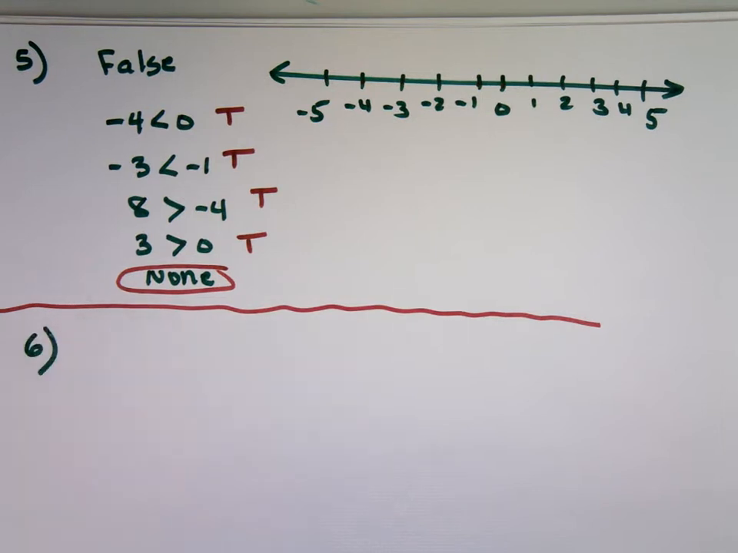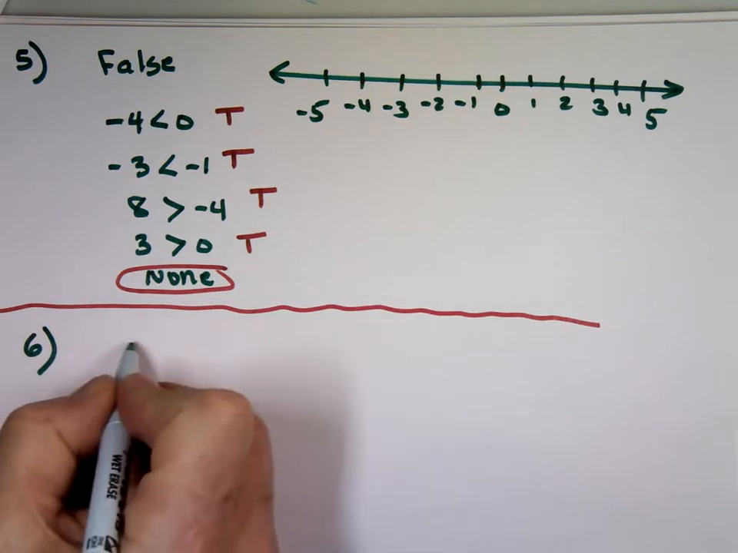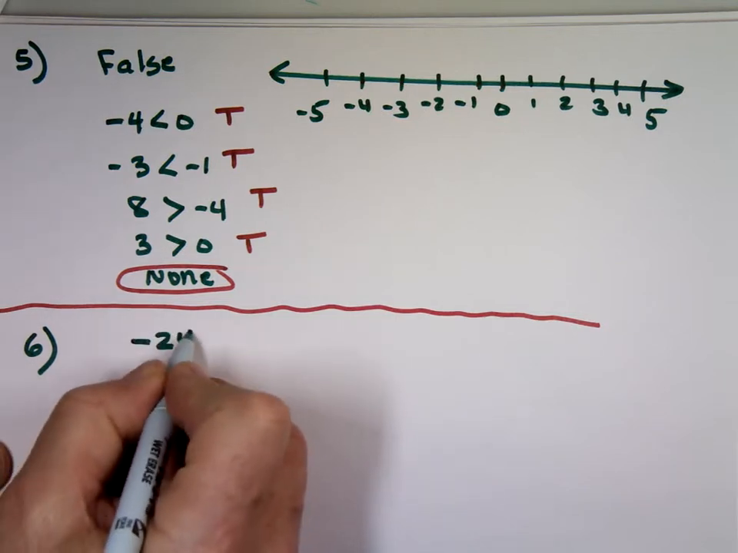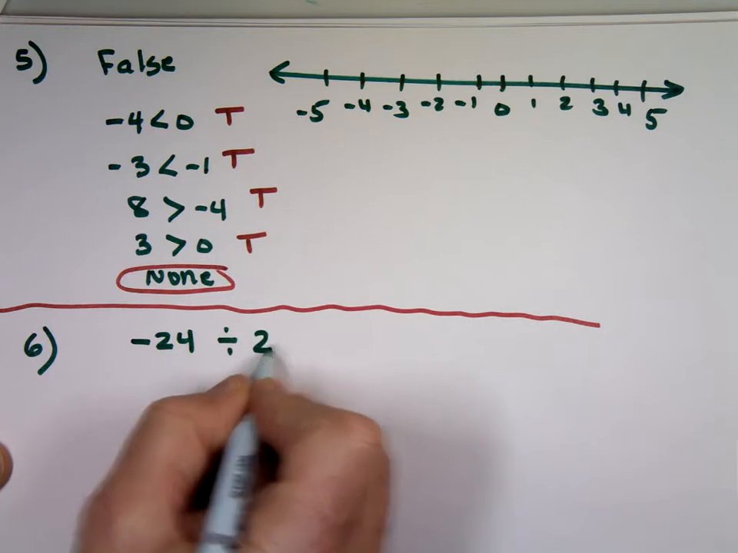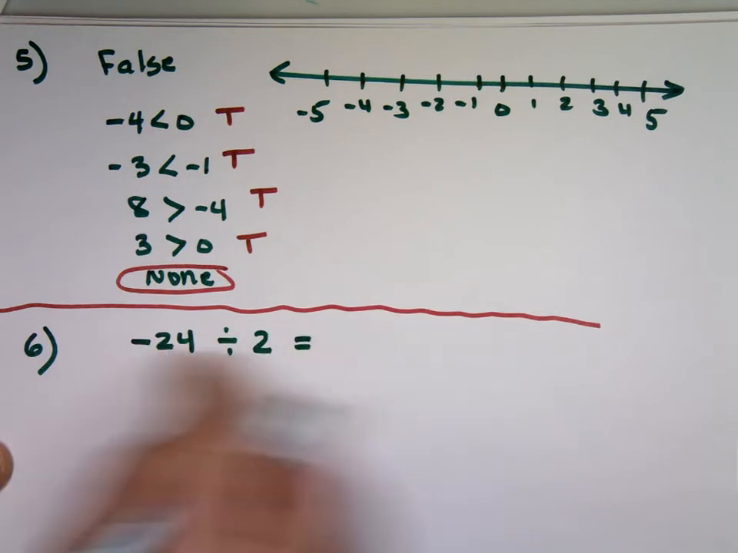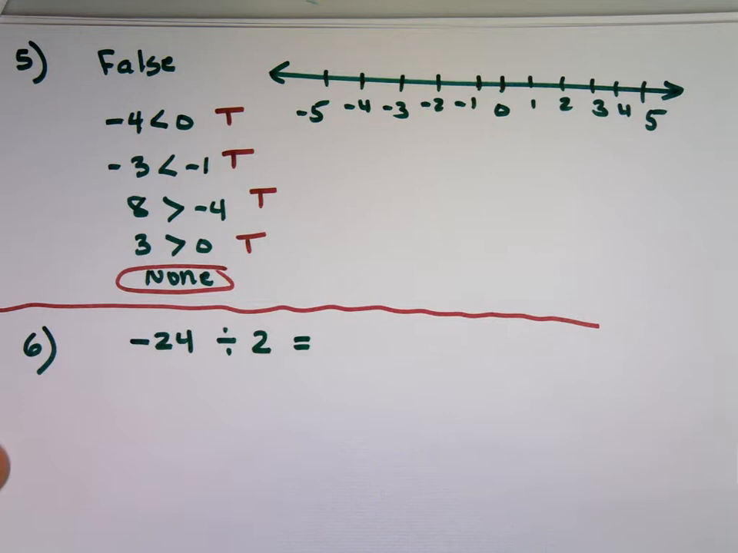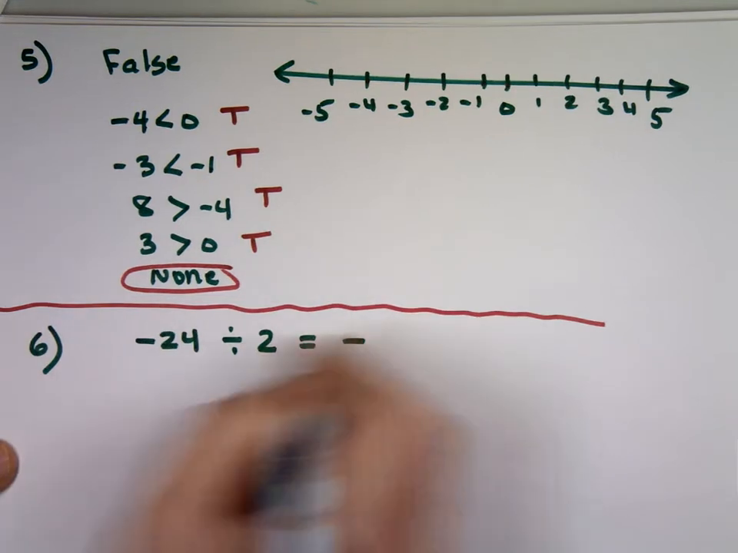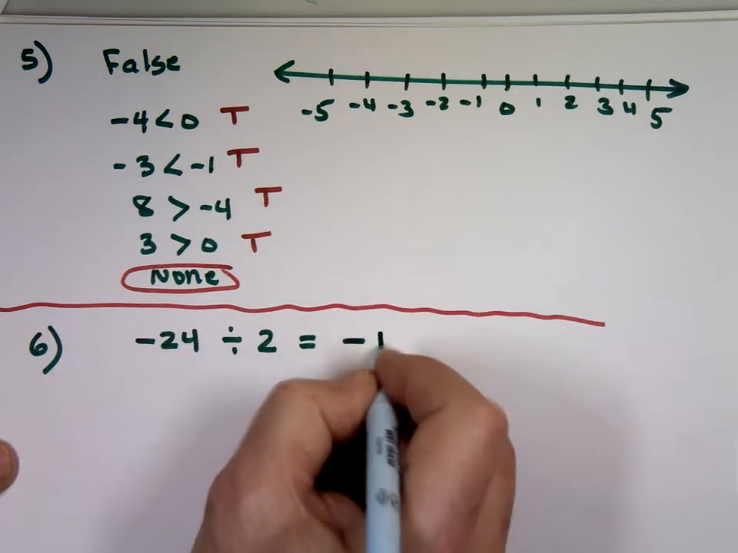Six. Divide negative 24 divided by 2. A negative divided by a positive is always what? Negative. 24 by 2? 12.